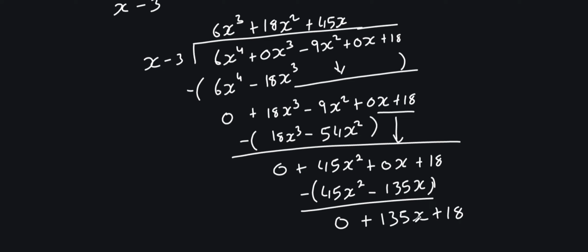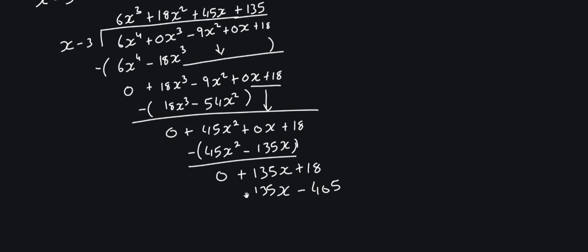x into 135x, or 135x divided by x, is just 135. 135 times this would be 135x minus 135 times 3 is 405. From here, subtract it. 135x minus 135x is 0. 18 plus 405 gives us 423.